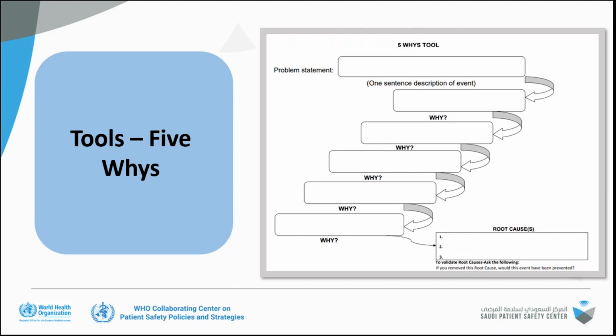Another tool is the 5 whys tool. Recently, they don't recommend using the 5 whys tool alone. This tool was discovered in car manufacturers, and it was helpful for them in finding the cause. But in healthcare, as you know, it is a complex system. Using this tool alone, the study suggested that we can use it as an adjunct to another tool, not alone.